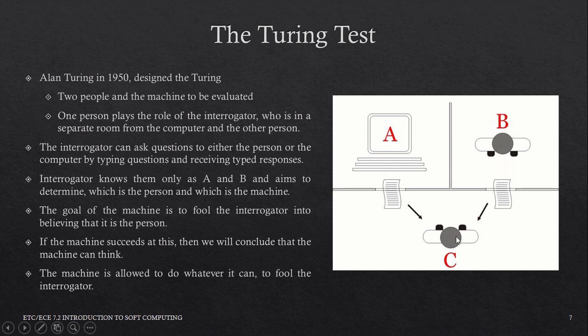The goal of the machine is to fool the interrogator into believing that it is the person. If the machine succeeds at this, then we will conclude that the machine can think. The machine is allowed to do whatever it can to fool the interrogator. So for example, if asked the question, how much is 12,324 times 73,981, the machine could wait for several minutes and then respond with the wrong answer.